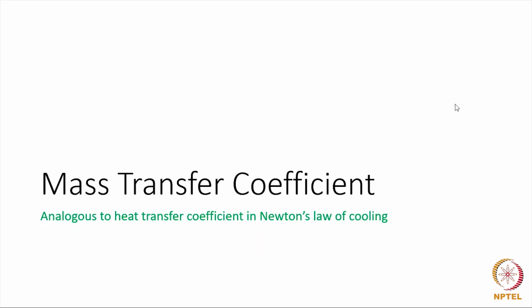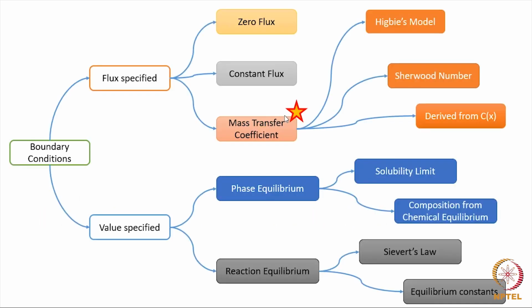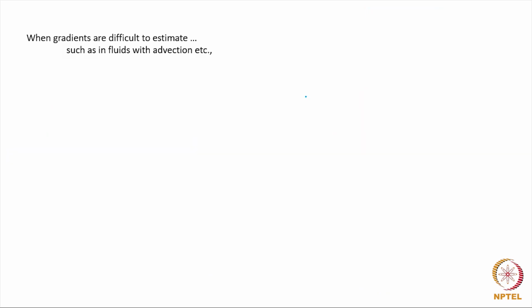We come to the mass transfer coefficient, the section where we want to introduce this concept analogous to the heat transfer coefficient in Newton's law of cooling. So we look at the concept map that we have developed earlier for different boundary conditions, and I have put a star here to indicate that we are looking at one of the ways of specifying the boundary conditions where the flux is being specified in terms of mass transfer coefficient. The reason why we introduce this concept is because sometimes the gradients are very difficult to estimate, and particularly in fluids where there is an advection which is changing with time, etc.